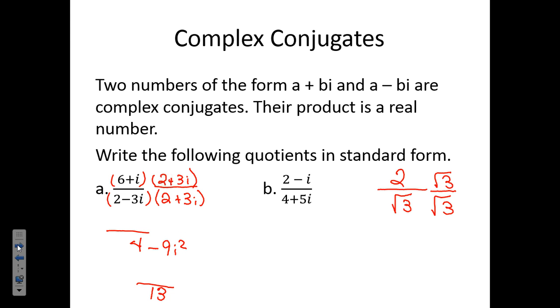Okay, let's work on the numerator. 6 times 2. Outsides, 6 times 3i. Insides, 2i. And last, i times a positive 3i, 3i squared, which is negative 3. Combining my real parts, 12 and negative 3, and 18i plus 2i.